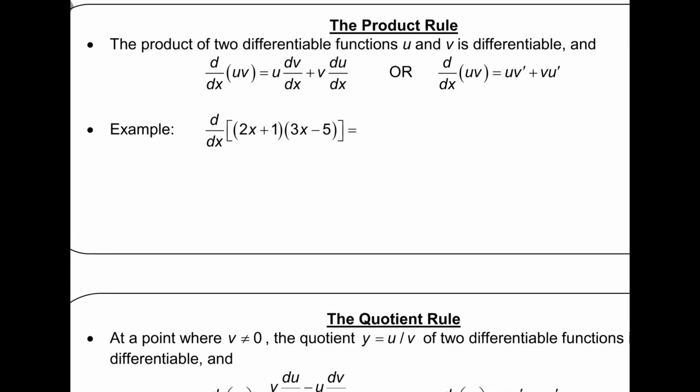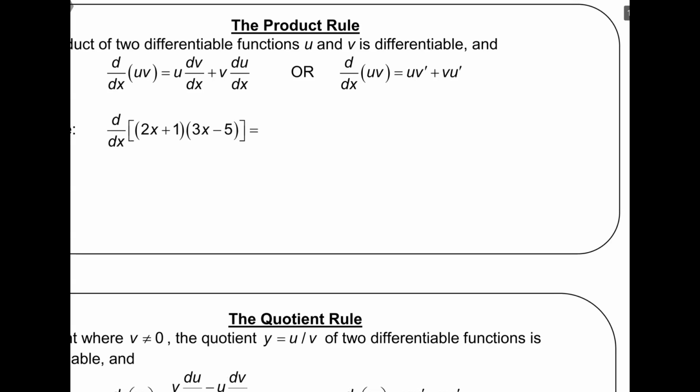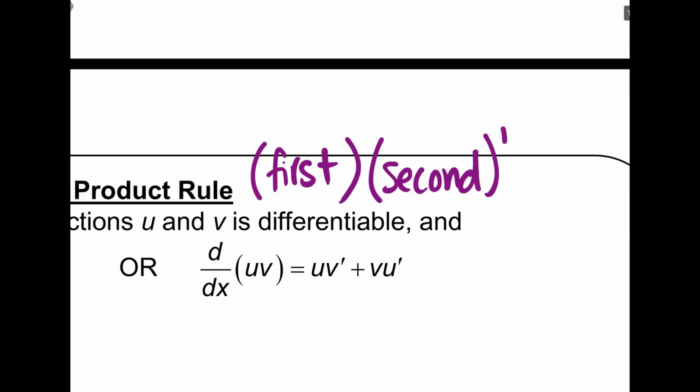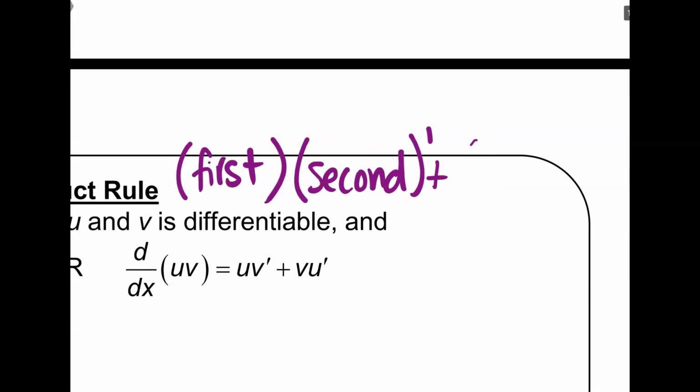Product rule. Okay, so we learned how to do power rule. You just bring down the exponent, subtract 1 from the exponent. Product rule: what if you're not just multiplying by a constant, you're multiplying by another function? So the product rule, literally, you take your first function, multiply by the derivative of the second. And then you add the derivative of the first times the second.